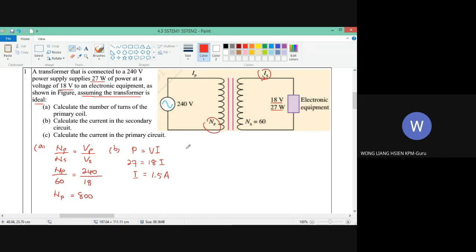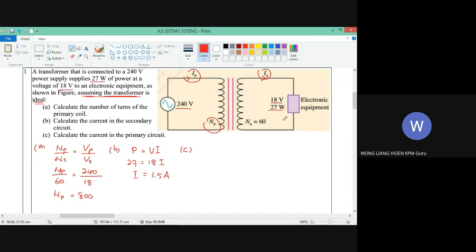And then C, calculate the current in the primary circuit. Now we want to find out the current in the primary circuit. However, in the primary circuit we do not have the power, we only have the voltage. So how do we calculate the primary current? This is where the assumption that the transformer is ideal comes in. If the transformer is ideal, that means the power here and this power are the same, because there is no power loss.